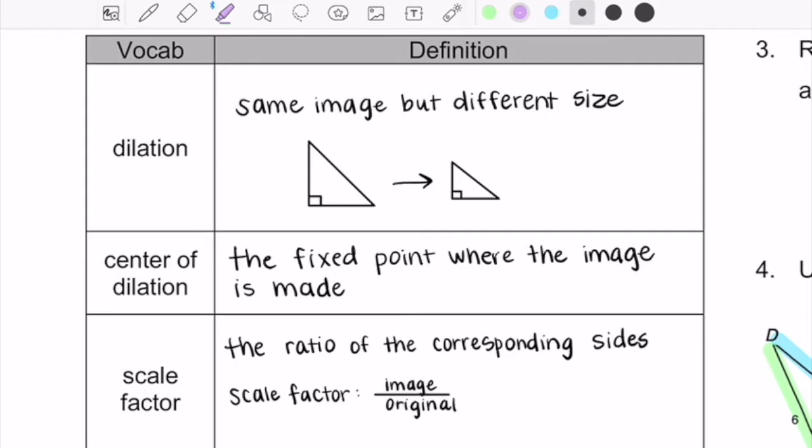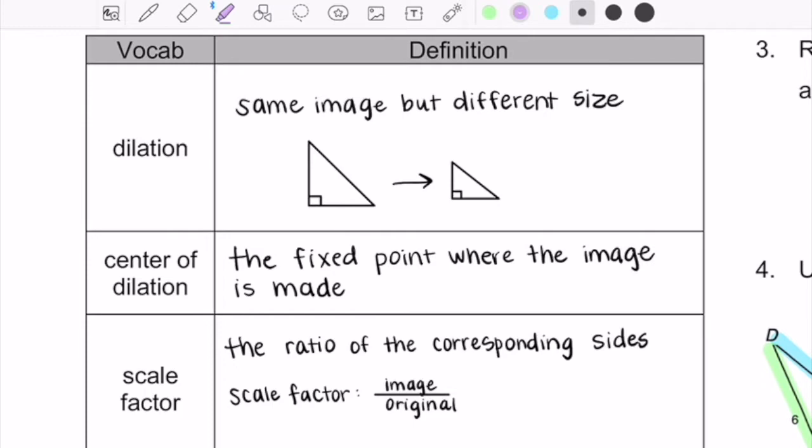The first vocabulary word here to go over is dilation. A dilation means that you have the same shape, but it's a different size. So it's either been made bigger, or in this example, it's been shrunken down and made smaller. The center of dilation is the point where the image is made from. And then the scale factor, this is important. It's the ratio of the corresponding sides. But here it tells you that it's the image over the original.